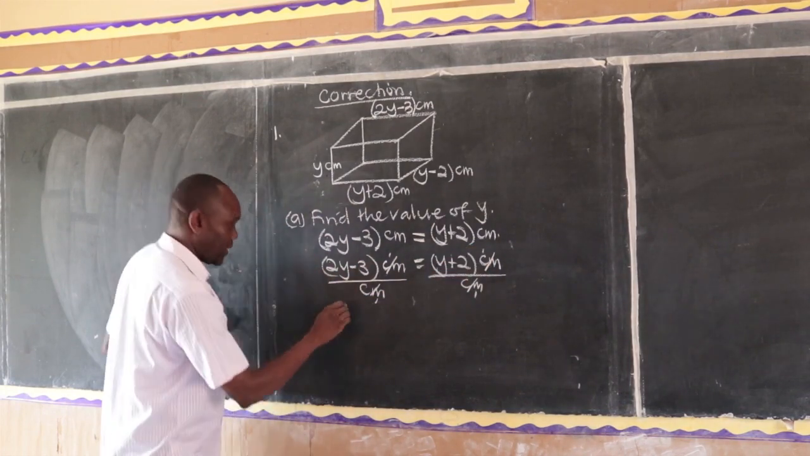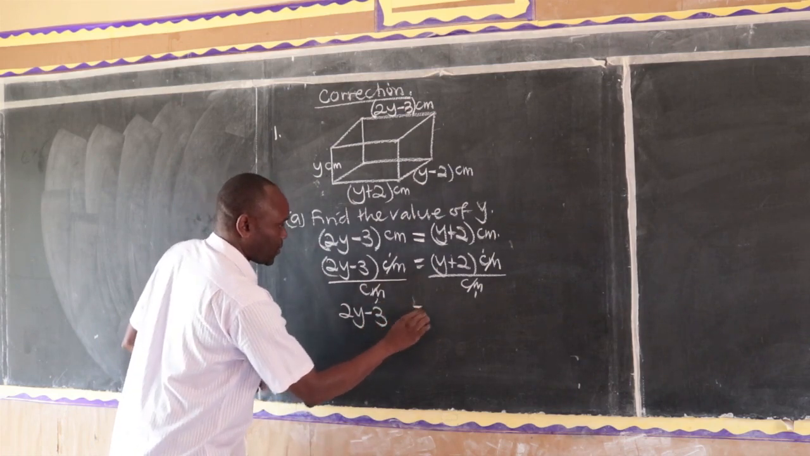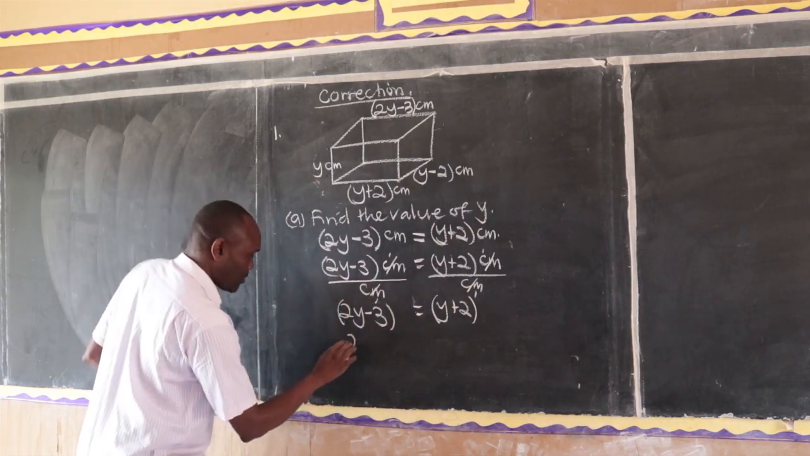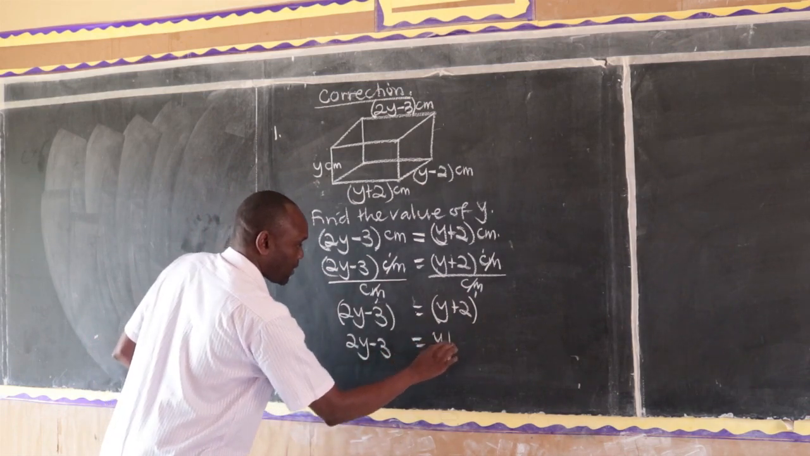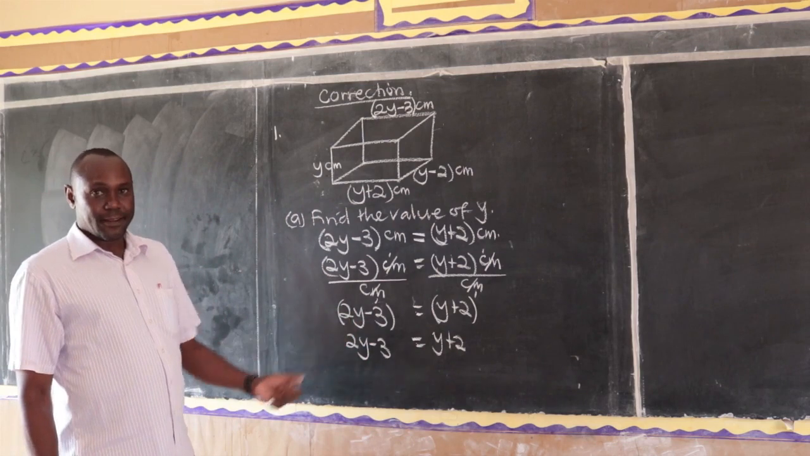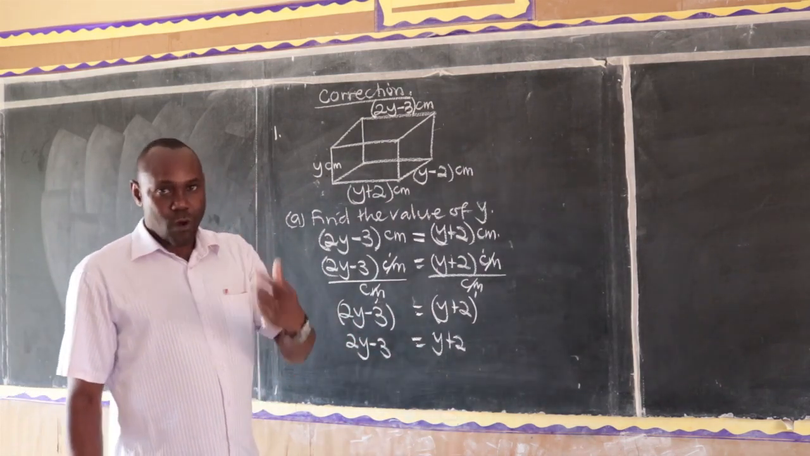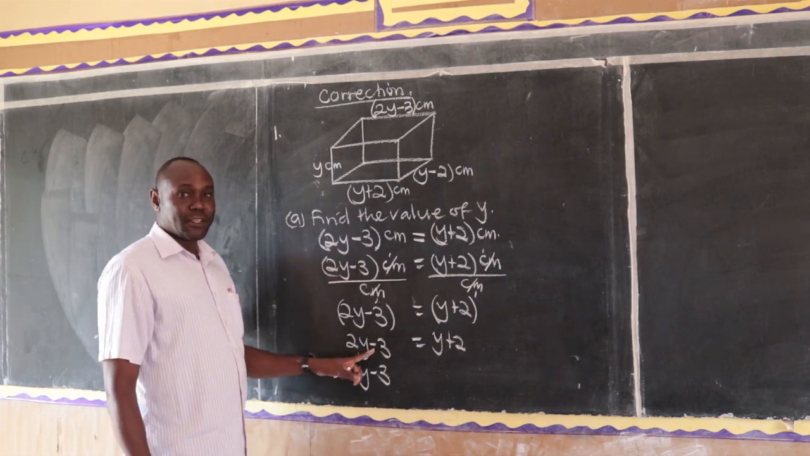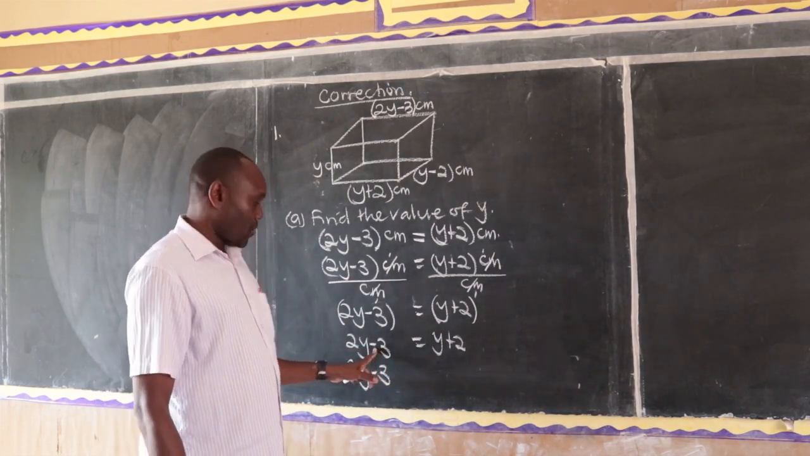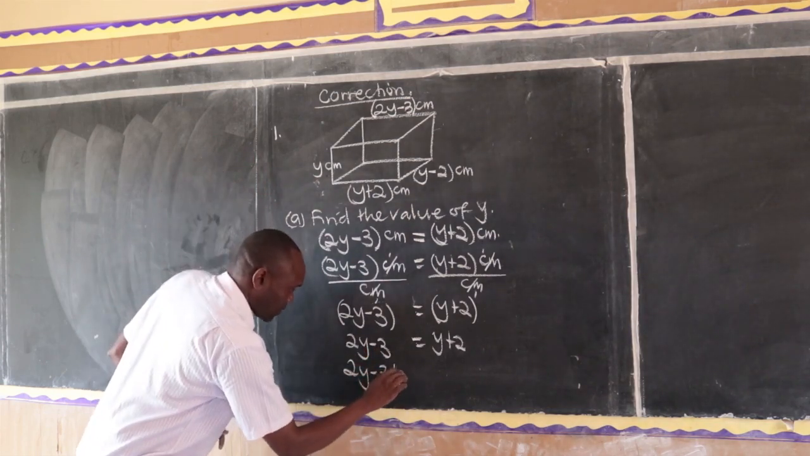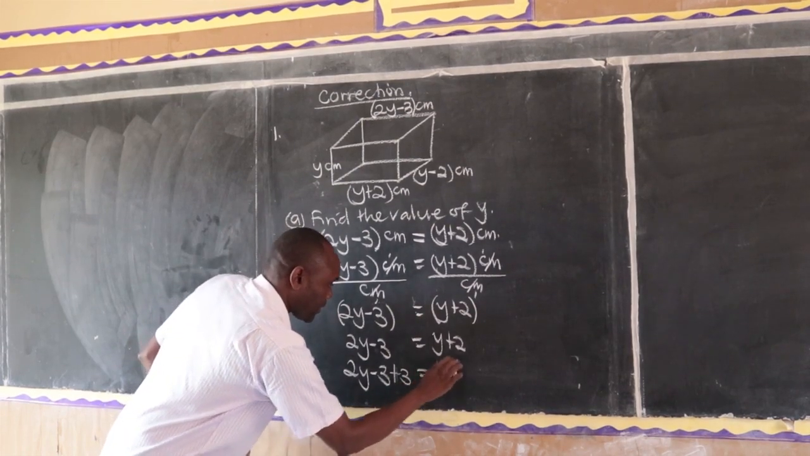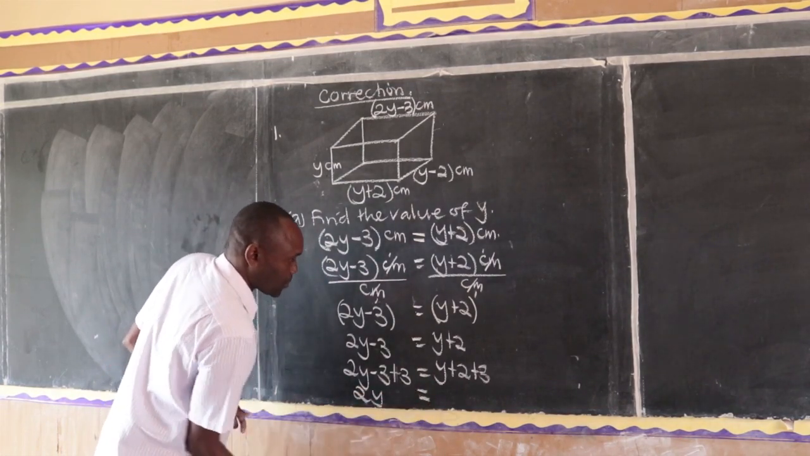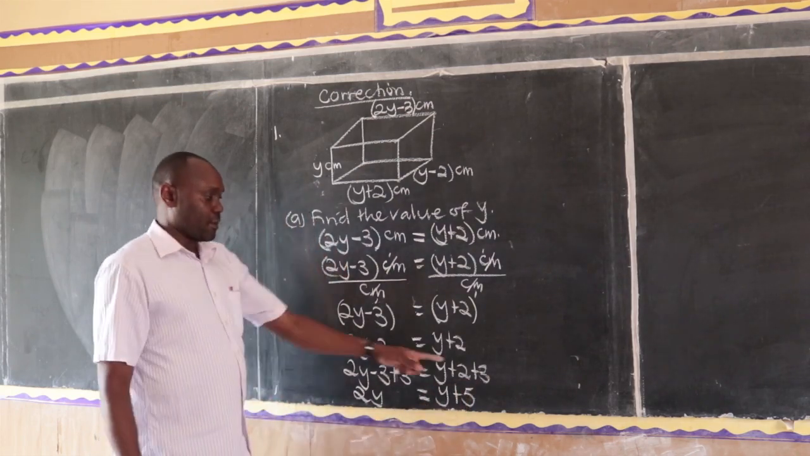After that, we remain with only (2y minus 3), which will be equal to (y plus 2). It's still in brackets. Then we remove the brackets and say 2y minus 3 is equal to y plus 2. After that, we collect like terms. Remember, we said collection of like terms must be done one at a time. So we have 2y minus 3, we get the additive inverse of negative 3, which is positive 3. So here it is positive 3, which is equal to y plus 2 plus 3. So we remain with 2y, which is equal to y plus 5. 2 plus 3 gives you 5.